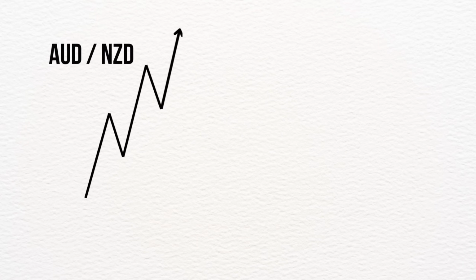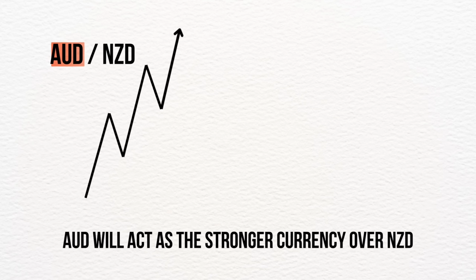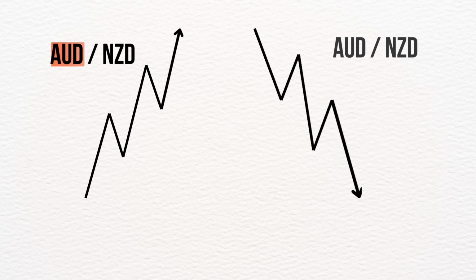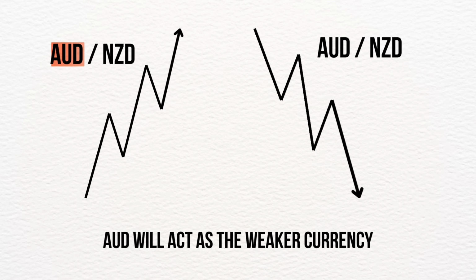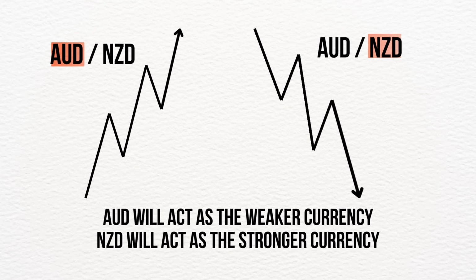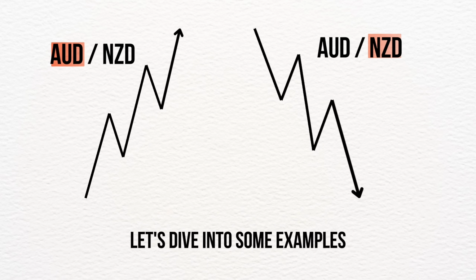Same thing goes for AUDNZD. A bullish AUDNZD means AUD will act as the stronger currency over NZD. A bearish AUDNZD means AUD will act as the weaker currency and NZD will act as the stronger currency. So let's dive into some examples.